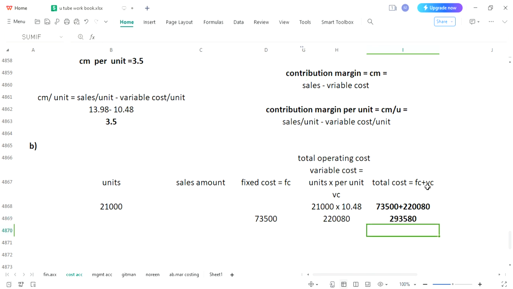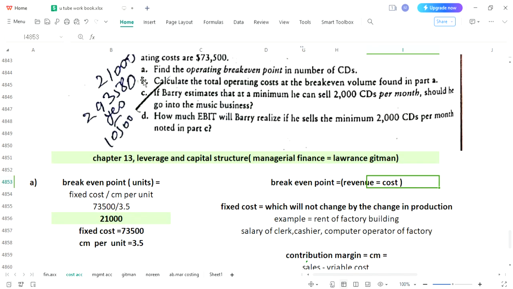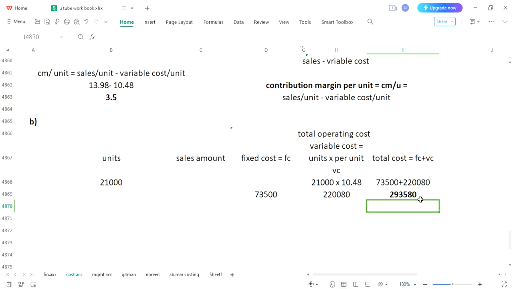So here we have our target, 293,580. What is it? It's your total cost. Let's get back to the question and see your second answer, 293,580, and we have 293,580. B part we have solved. Since it has been completed, let's mark it as done. Now we will see our C point.